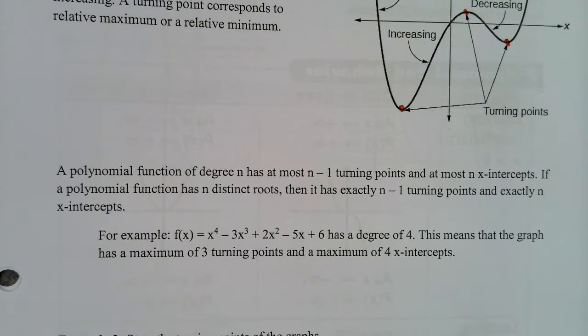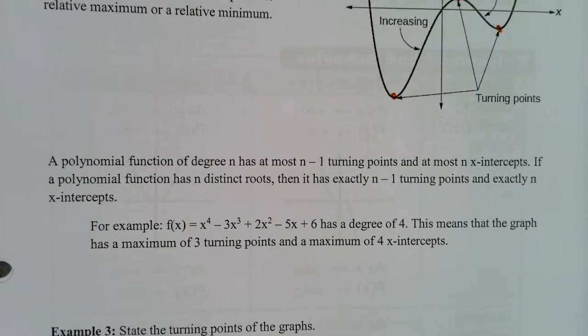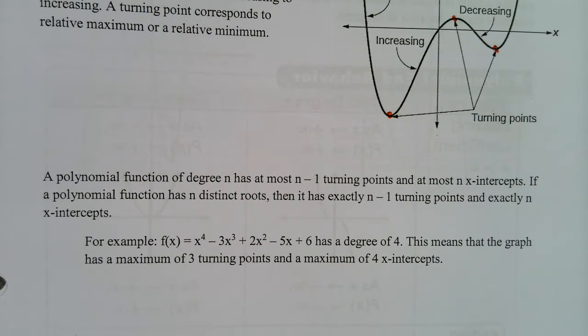Now, a polynomial function of degree n has at most n minus 1 turning points and at most n x-intercepts. If a polynomial function has n distinct roots, meaning n different roots, then it has exactly n minus 1 turning points and exactly n x-intercepts.